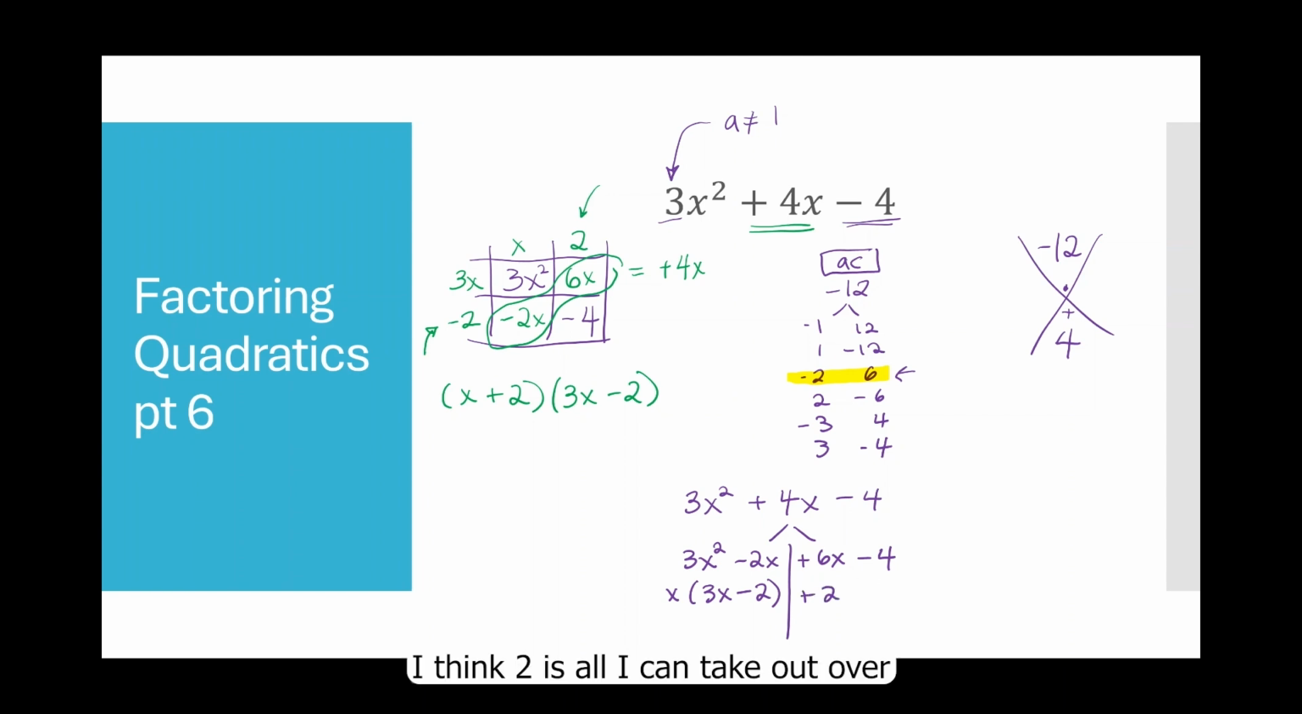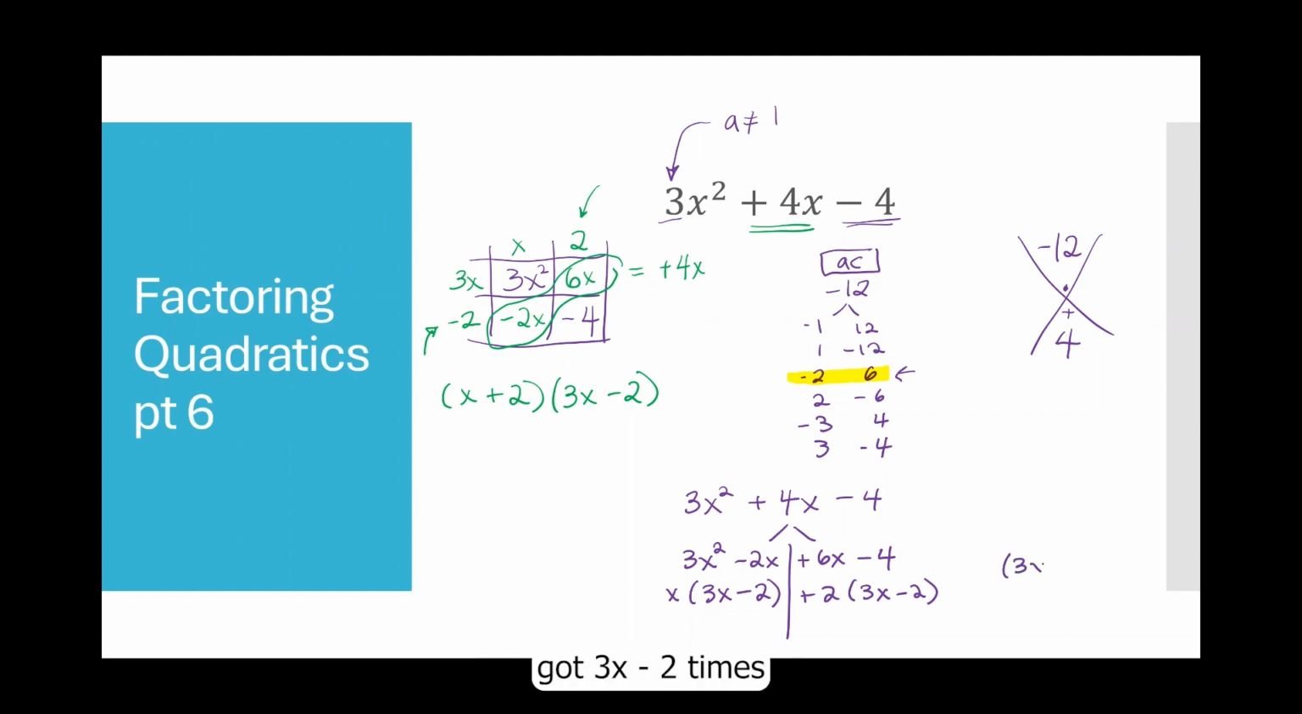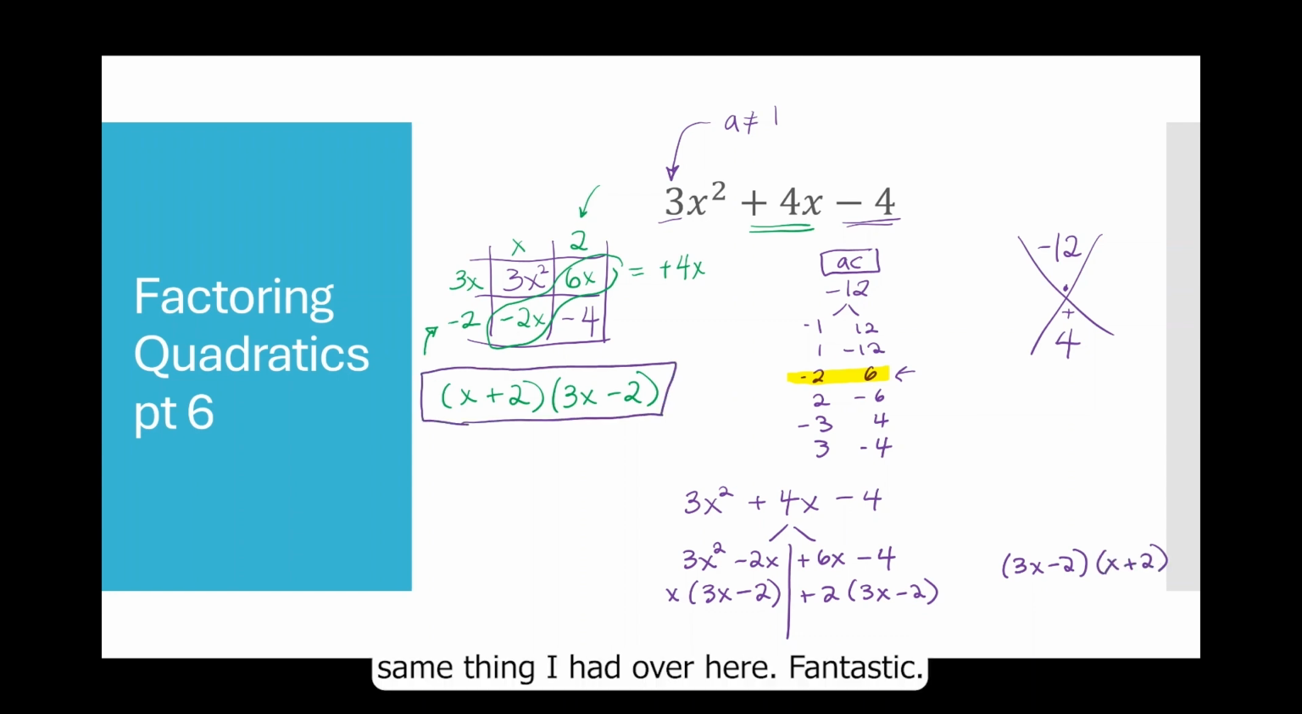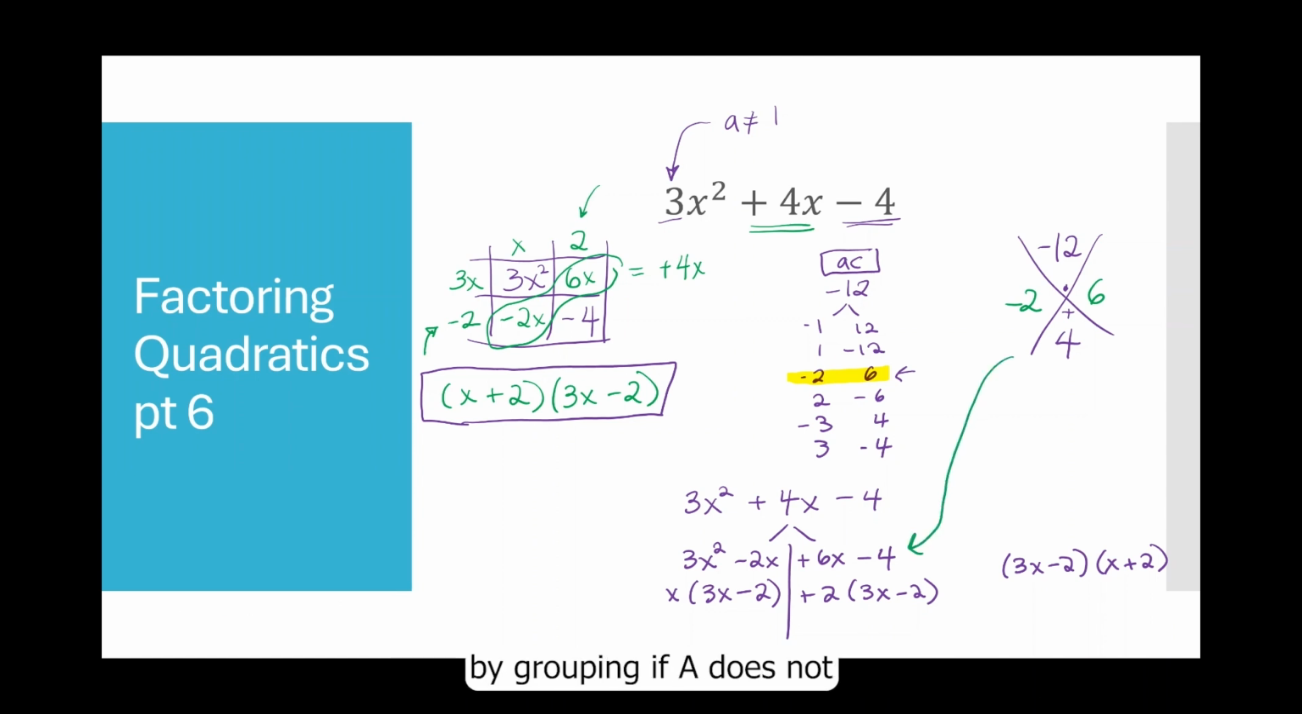I think 2 is all I can take out over here. Fantastic. My 3x minus 2's match. And I've got 3x minus 2 times x plus 2, which is the same thing I had over here. Fantastic. Just different ways of doing the same thing. And keep in mind, if you were doing the diamond, you're really doing the same thing we just did with AC. You find negative 2 and 6 to go here, but then you still have to write it out to do factoring by grouping if a does not equal 1.